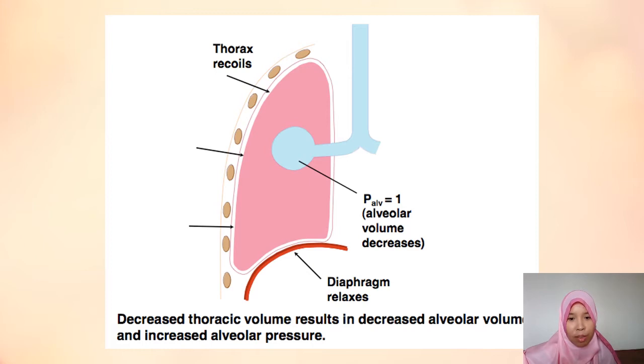When the diaphragm relaxes, you can see the arrow here showing that the diaphragm goes upward, curving back to its dome shape. Along with that, as the external intercostal muscles relax, you have the movement of your chest inward and downward, right? So as they relax, this will cause a reduction in volume, right?